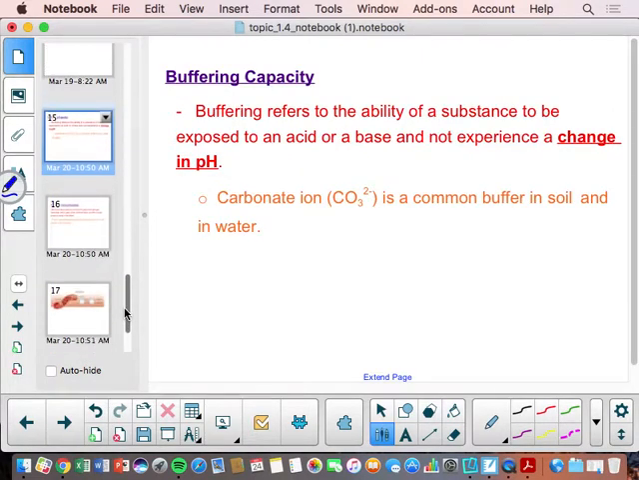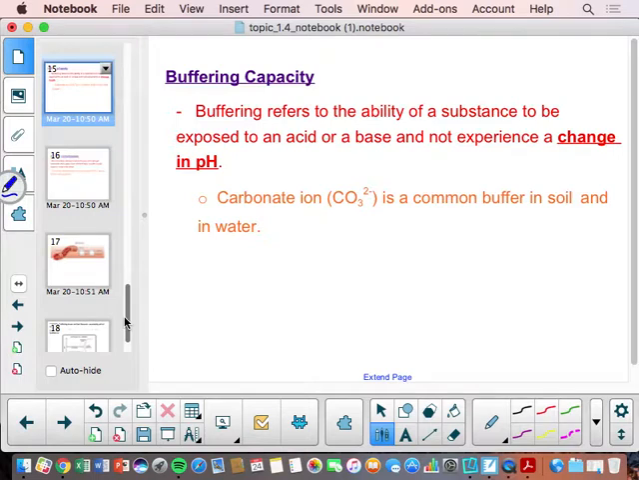So we're just going to talk about buffering, and that'll be the end of this chapter. Okay? So buffering. What does buffering mean? We talked about that the other day in 1.3. Buffering means to sort of make something less acidic.